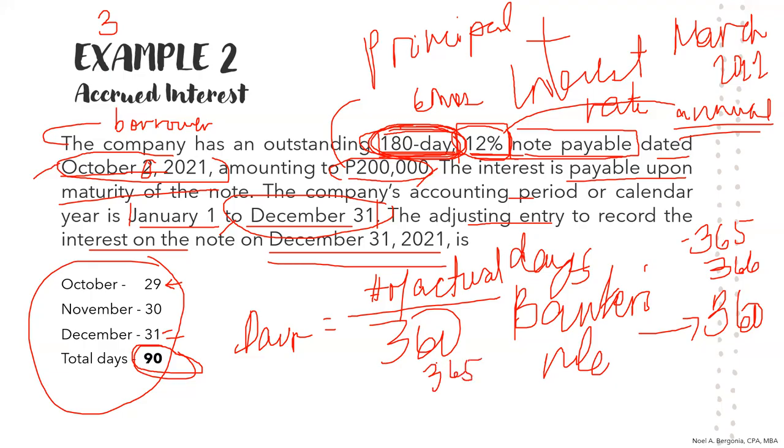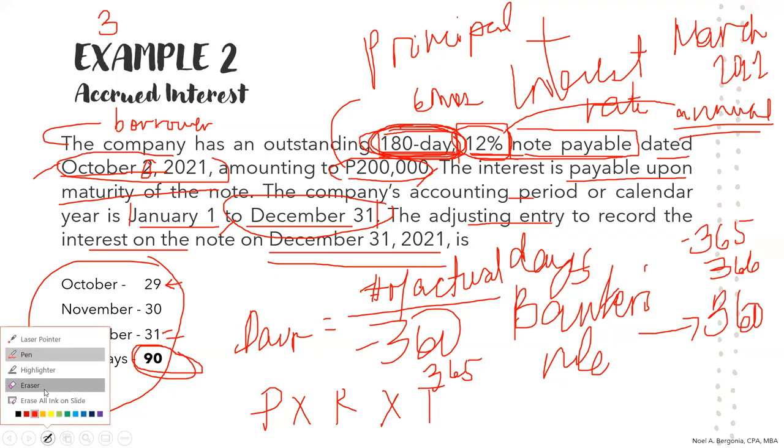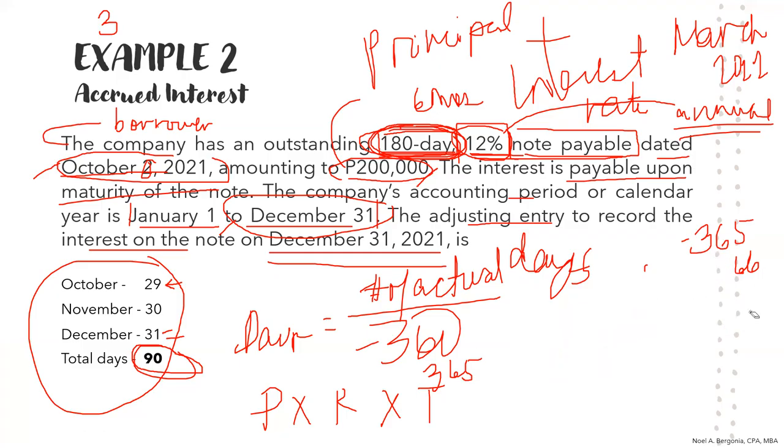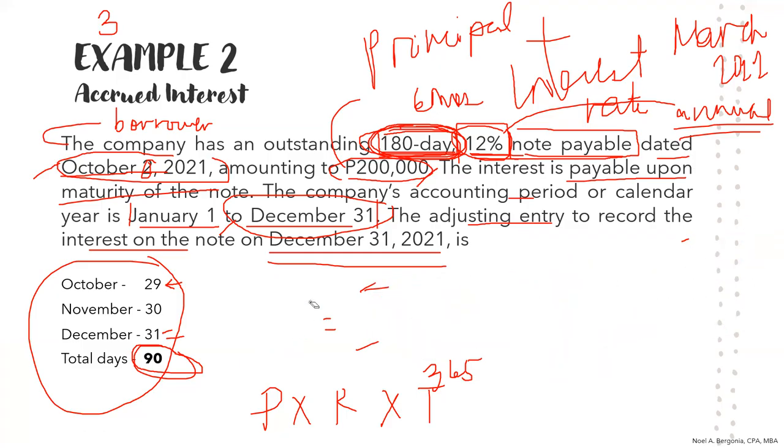I have also shown the formula in our module, no? The principal times rate times time. At yung time natin is the actual days over 360 if it is referring to daily. Okay? So to show you paano kinompute itong sa problem na to. So I hope sinusulat nyo itong mga pinagsasabi ko dito. 360 kapag silent yung problem or walang sinabi, pero pag sinabing 365, then use 365. Pag sinabing 366 kasi leap year, then you can do so.